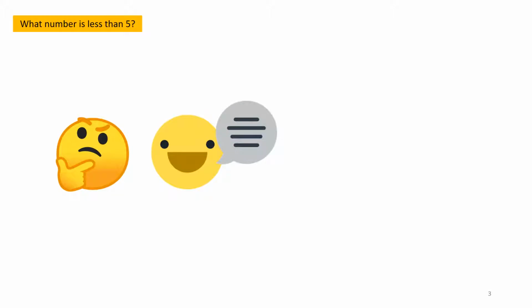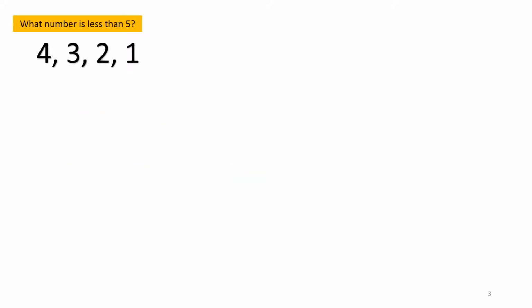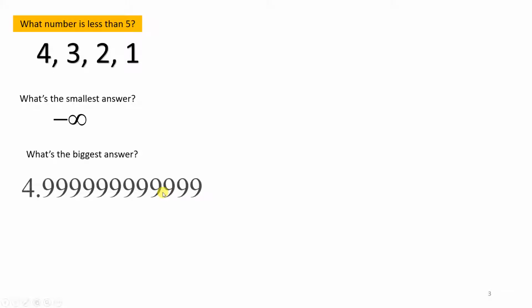Well, you might say, duh, of course. 4, 3, 2, and 1, right? But is there a smallest answer? What about negative infinity? Well, it's not really a number, but the idea is right. There are smaller numbers that keep going forever and ever, so there isn't a smallest number. What about a biggest answer? Less than 5, 4.9 forever? Well, that gets a little tricky too, but the idea here is right. You can get as close to 5 as you want, but you can't go up to 5.